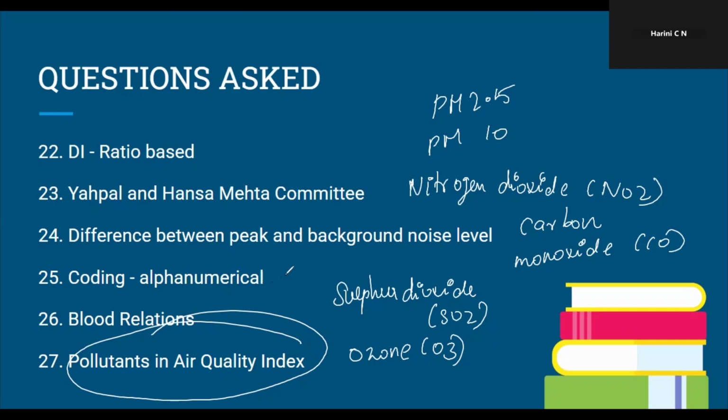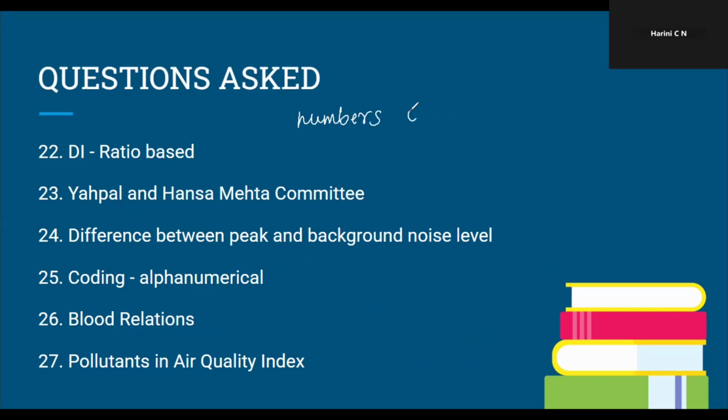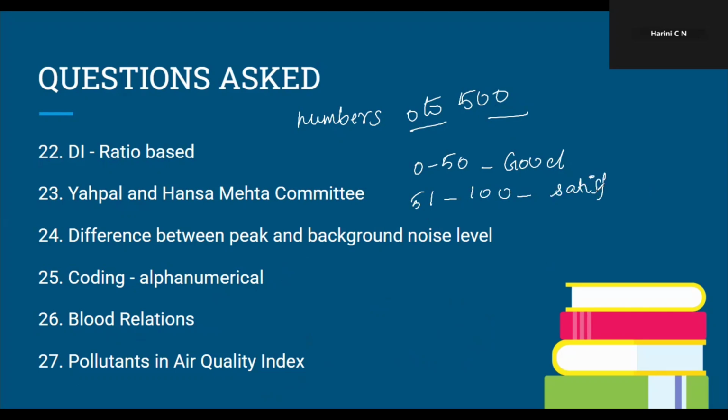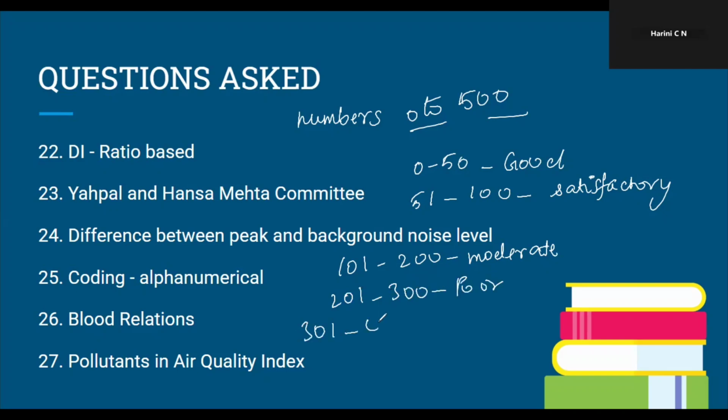Regarding the air quality index, I just want to have a run through about the next important detail. Air quality index is measured through numbers from the range 0 to 500. 0 means cleanest air, 500 is worst air quality. 0 to 50 is good. These are the parameters you need to know. 51 to 100 is satisfactory. 101 to 200 is moderate. 201 to 300 is poor. 301 to 400 is very poor.